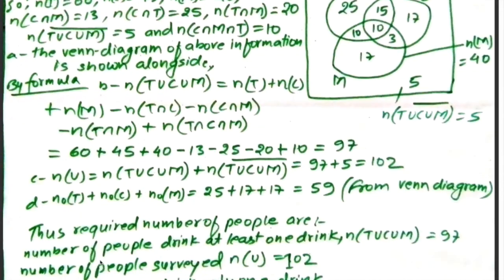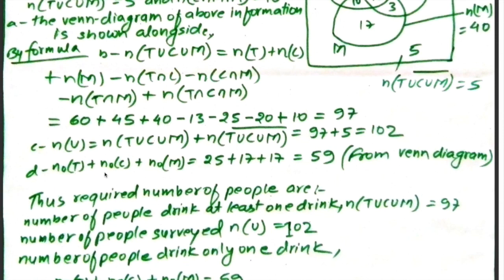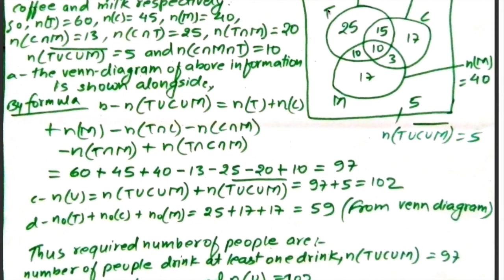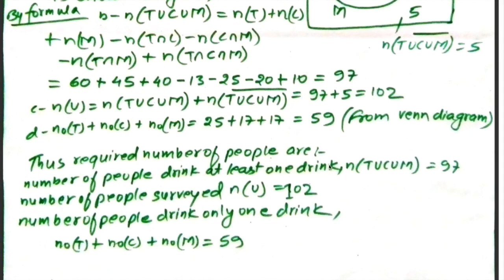Now, n(only T) plus n(only C) plus n(only M) equals 25 plus 17 plus 17, which equals 59. From the Venn diagram we can easily get 25 plus 17 plus 17: only T is 25, only C is 17, only M is 17. Adding all three numbers we get 59, and this 59 we get from the Venn diagram.